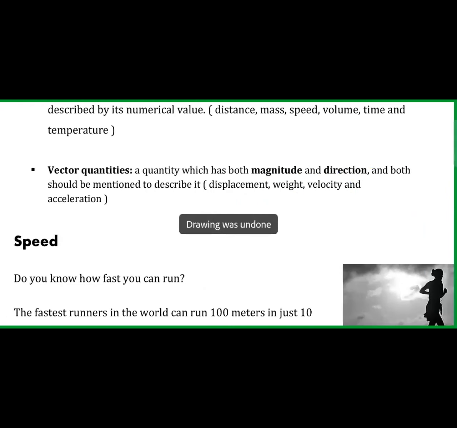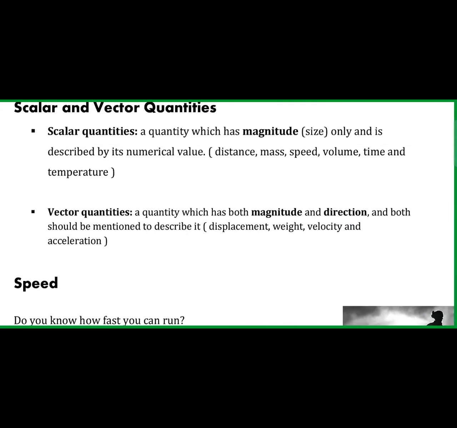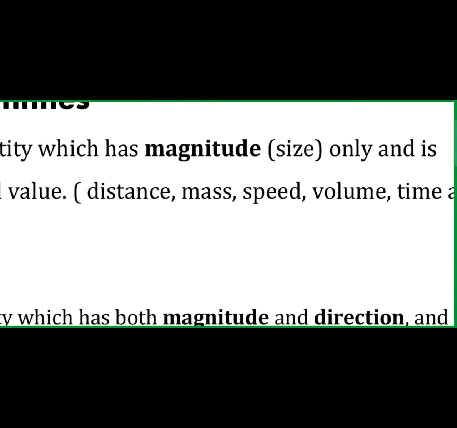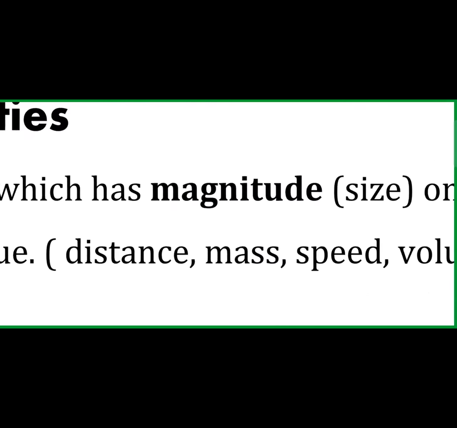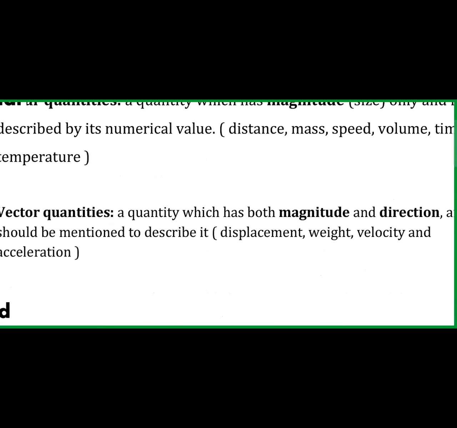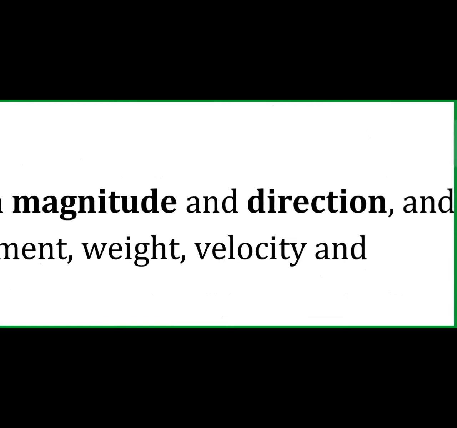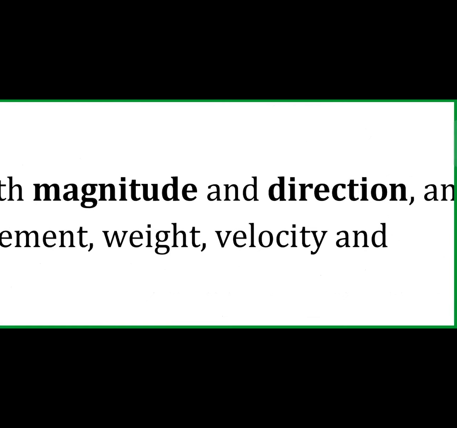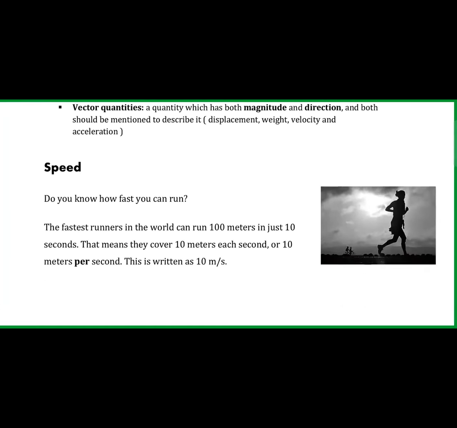You understand what is the difference between scalar and vector quantities? Kind of. Scalar quantities need what only for complete definition? Magnitude only. Vector quantities need magnitude and direction. Okay. Speed.